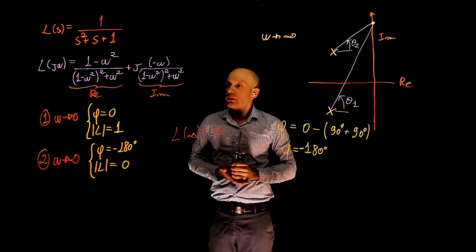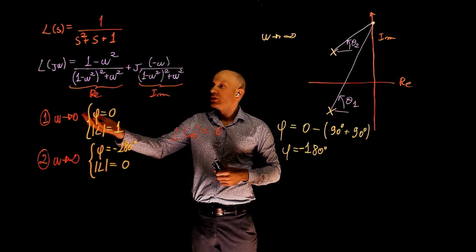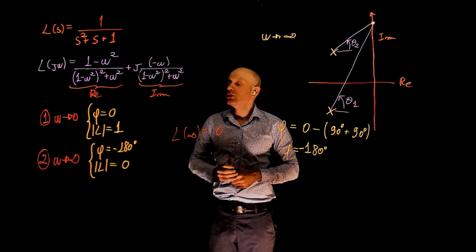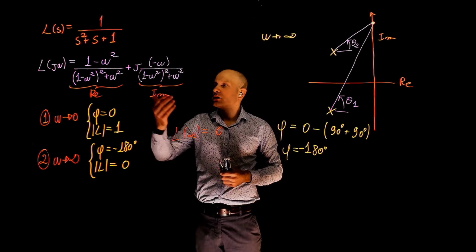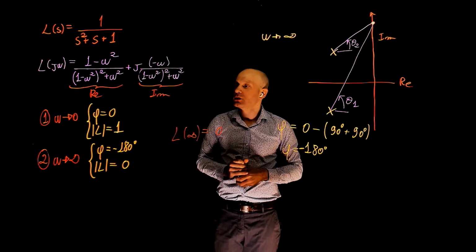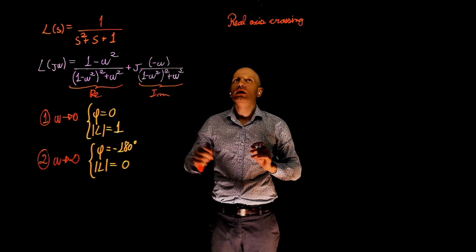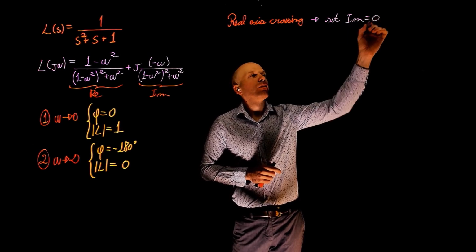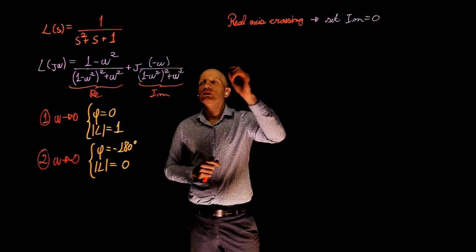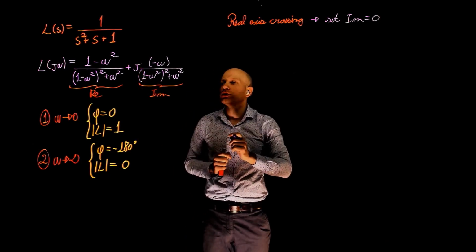Well, if we want to find the point where the Nyquist plot crosses the real axis, we simply set the imaginary part to 0. And if you want to find the point where we cross the imaginary axis, then set the real part to 0. So let's do that. To find the real axis crossing, we can now set the imaginary part to 0. The imaginary part is given here. Notice that the imaginary part doesn't include j. J indicates the imaginary part.